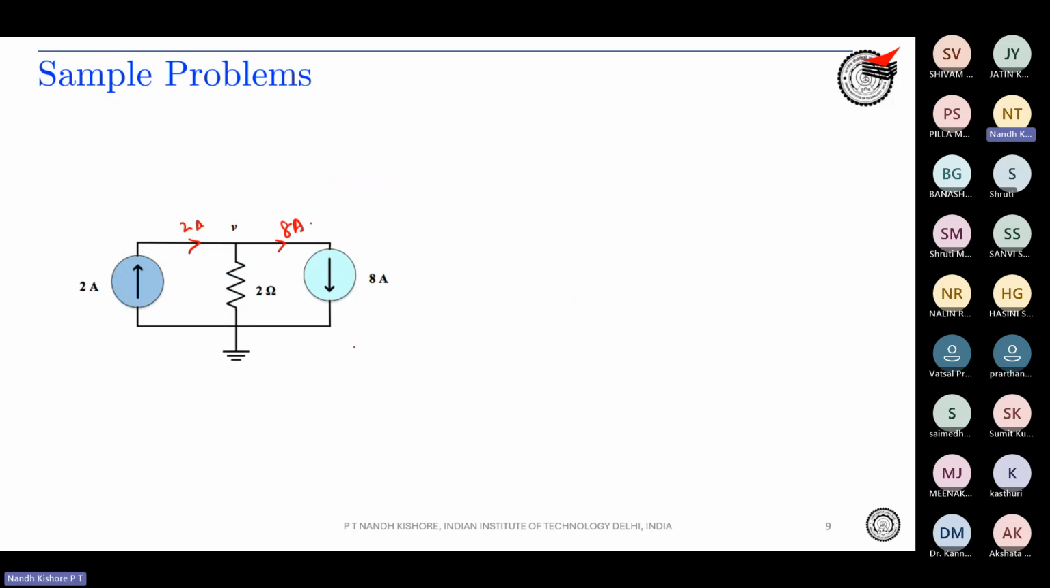So again, this is the catch over here. You need to specify the sign also. 2 amperes going over here, 8 amperes going over here. Obviously, it means that 6 amps going from bottom to top, right? So if you see the voltage drop, it's in the opposite direction. So the V is actually minus 6 into 2 ohms, which is minus 12 volts.